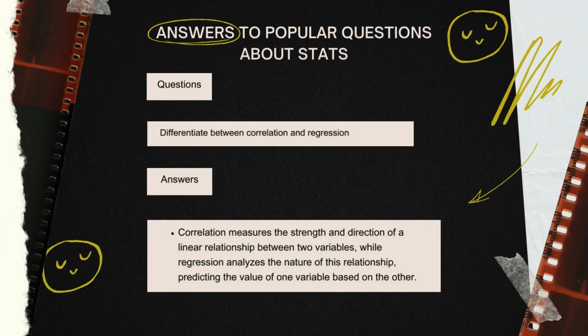Question: Differentiate between correlation and regression. Answer: Correlation measures the strength and direction of a linear relationship between two variables, while regression analyzes the nature of this relationship, predicting the value of one variable based on the other.